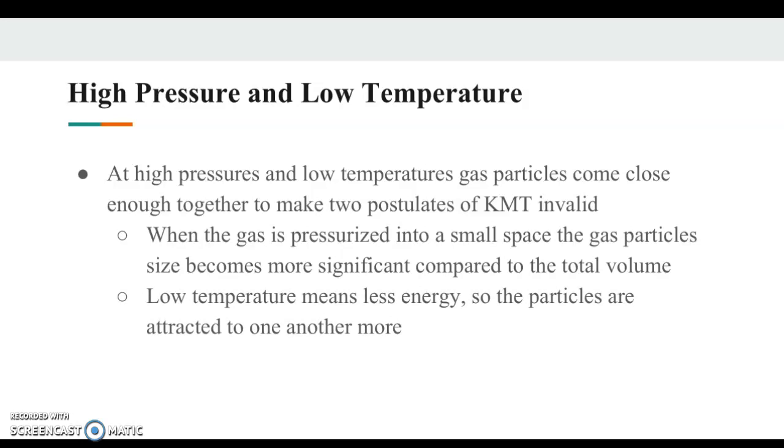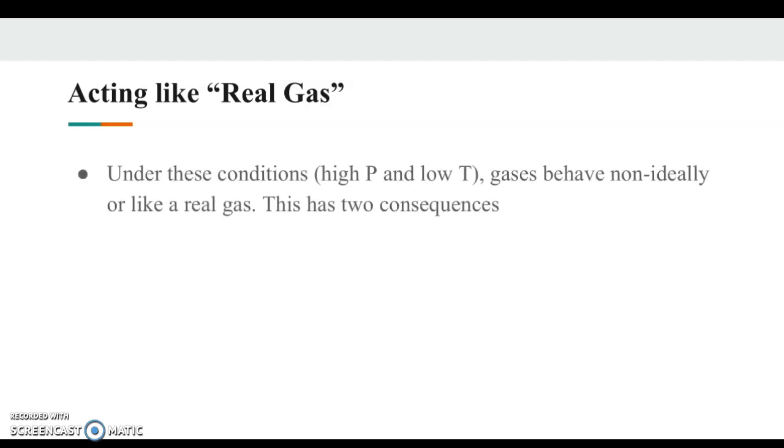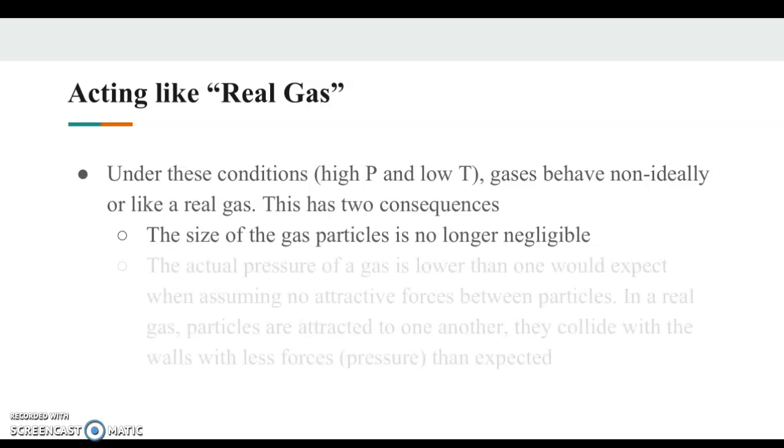Low temperature means less energy, so particles are going to become more attracted to one another. Overall, their energy is decreasing, the particles are slowing down, and the forces of attraction between our particles are more likely to act upon each of those particles. Under these conditions of high pressure and low temperature, gases behave unideally or like a real gas, and this is going to have consequences. Again, the size of the gas particles are no longer negligible.